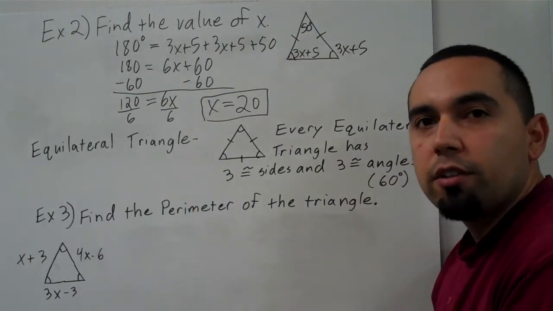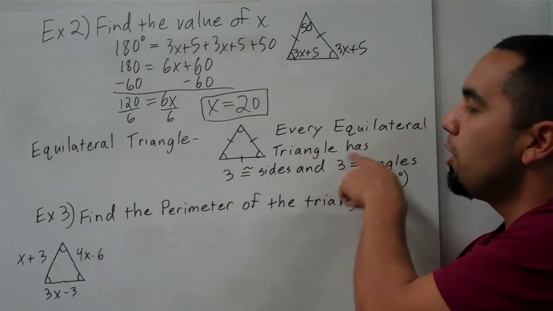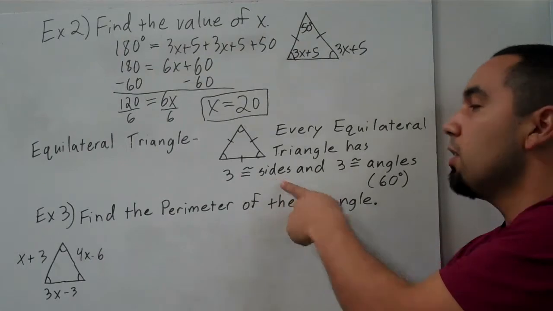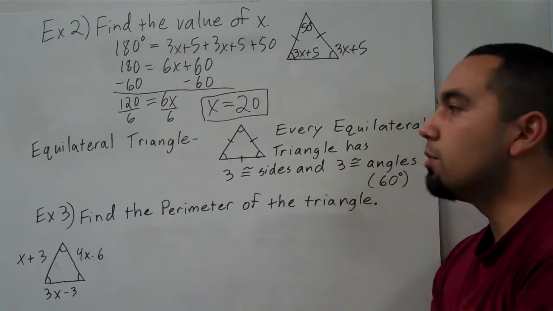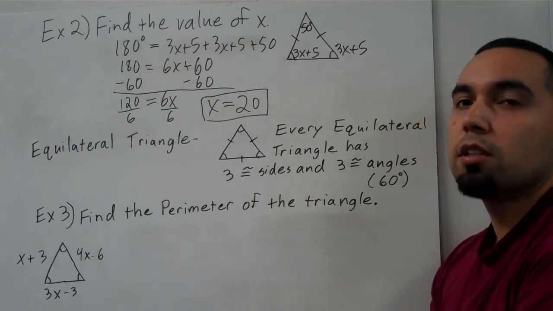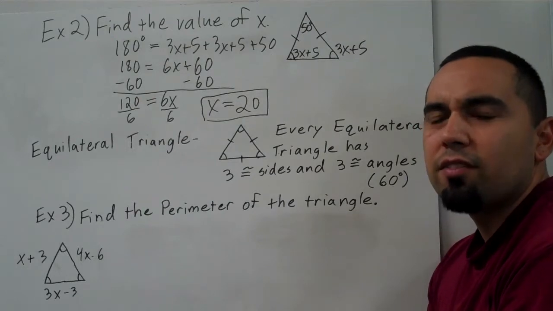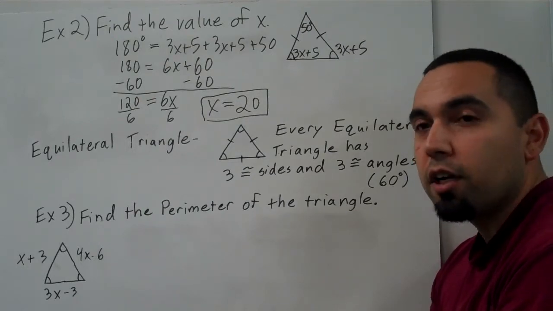So the only other piece we have to learn today is equilateral triangles. And again, every equilateral triangle has 3 congruent sides and 3 congruent angles. Remember I talked about this at the beginning of the year. If you know that all 3 sides are congruent, you know that all 3 angles are congruent, because the other name for that kind of triangle was an equiangular triangle.